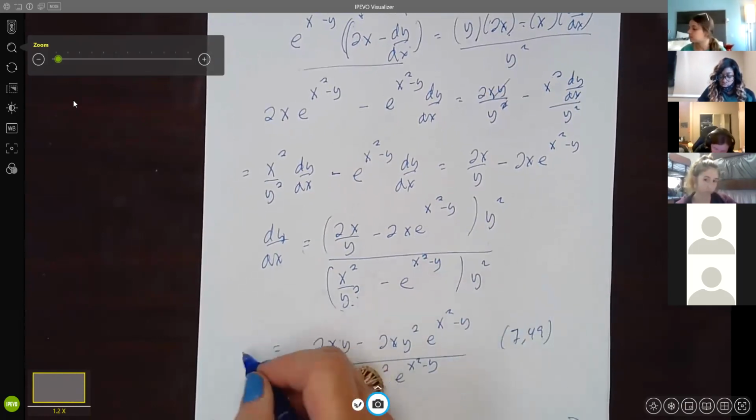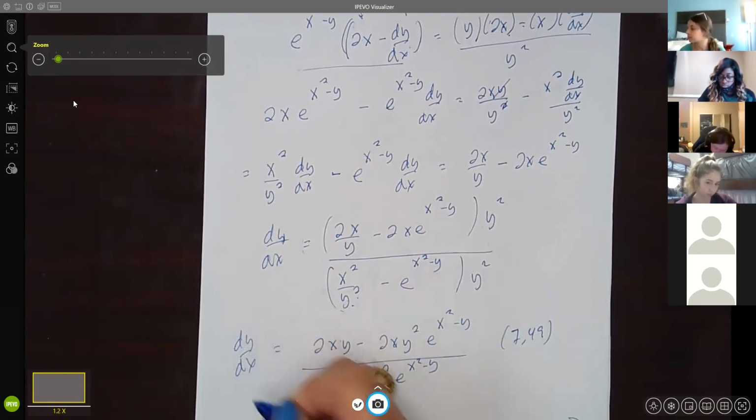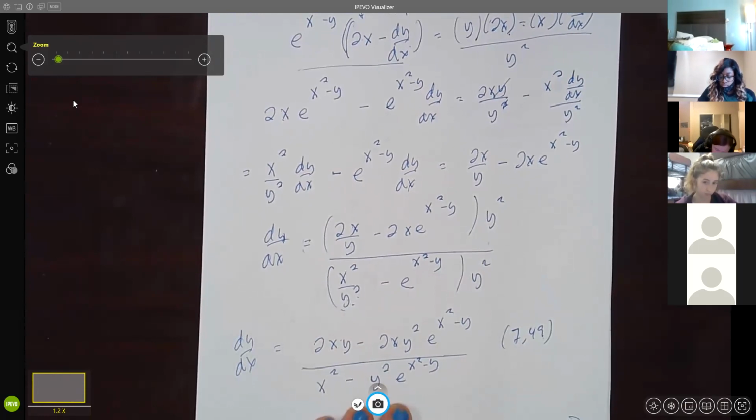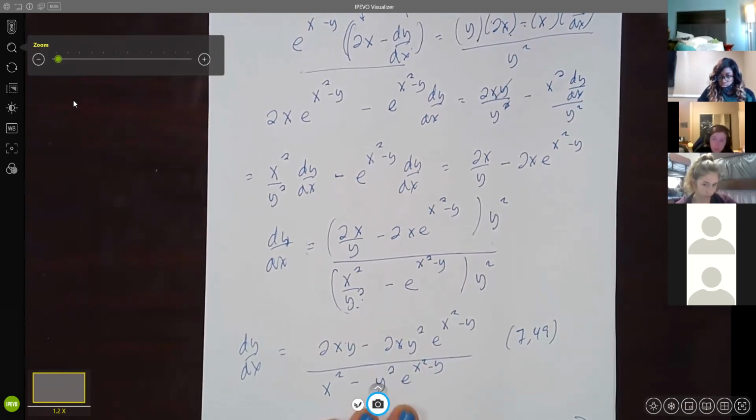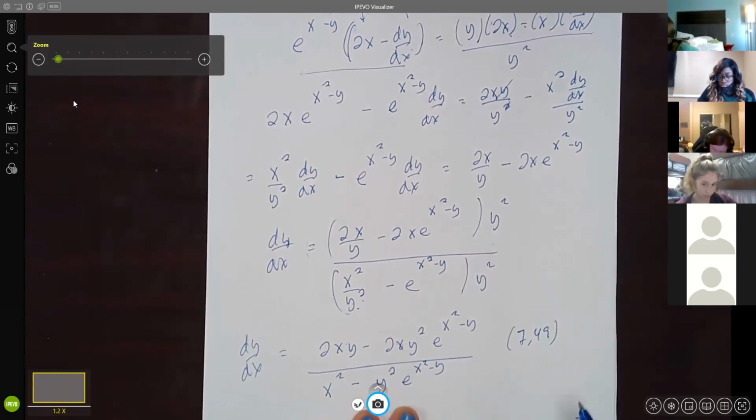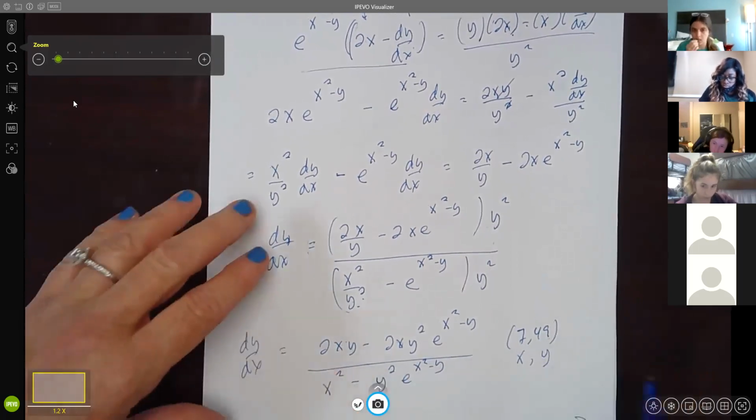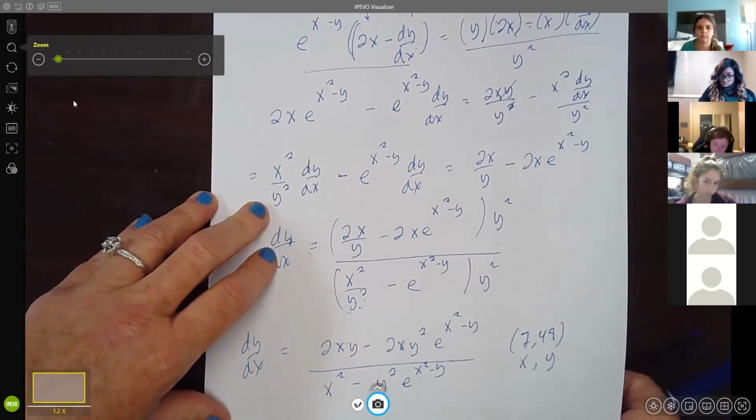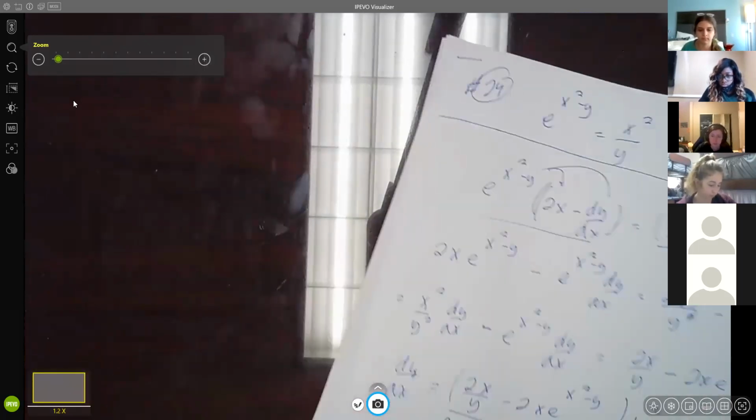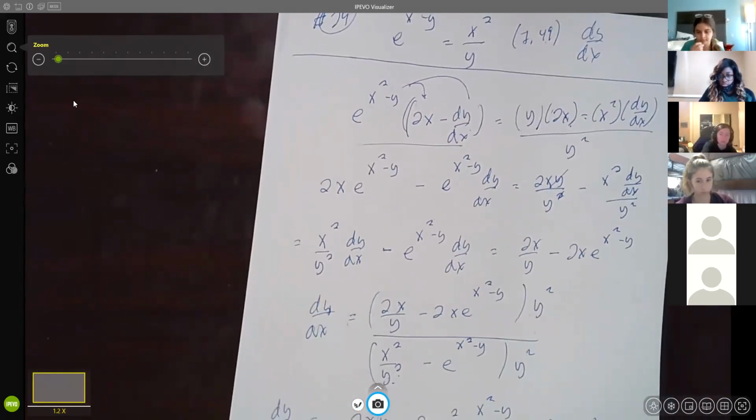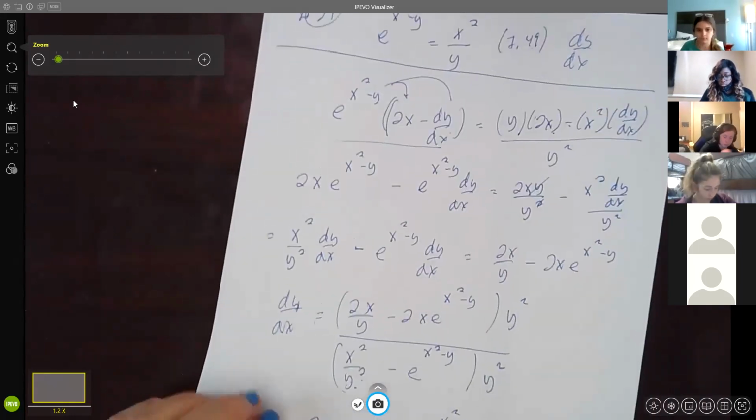So this is dy/dx. Looks awful. I bet you would agree with that. Looks terrible. But it actually works out pretty well. When you put in these numbers, if 7 in this case is your x and 49 is your y, everywhere there's an x, put in 7. Where there's a y, put in 49. I ran out of room here, so I'm going to go on to the next page. So when you do all of that, this is what you would get.